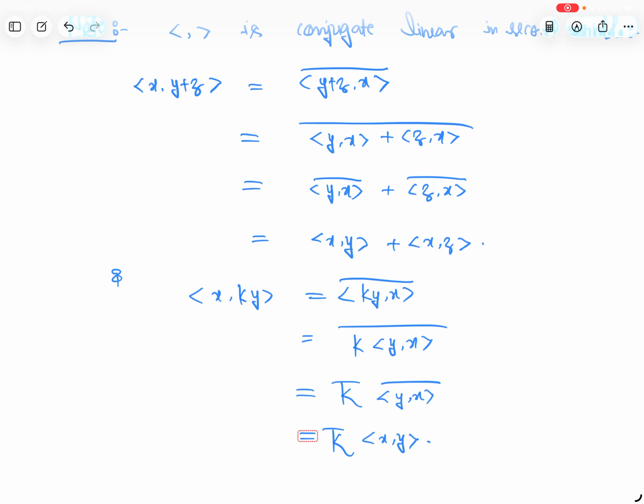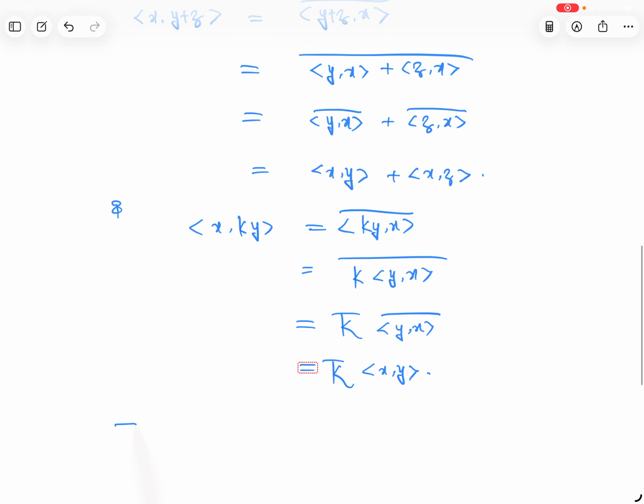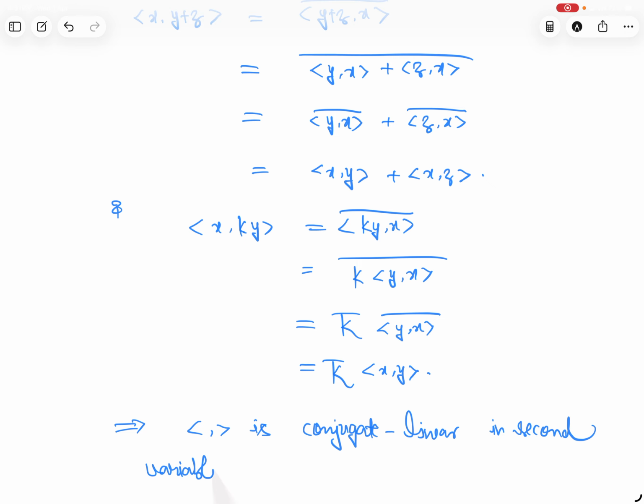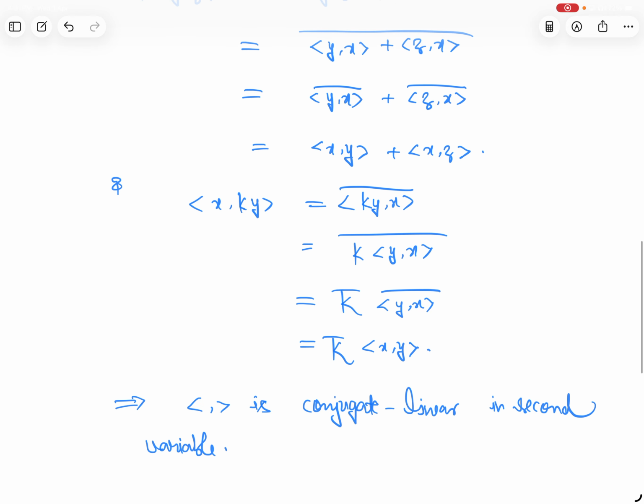So these two properties mean that this function is conjugate linear in the second variable. Conjugate linear in the second variable.